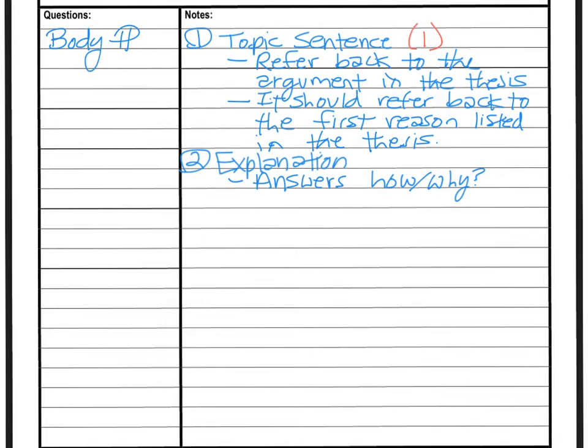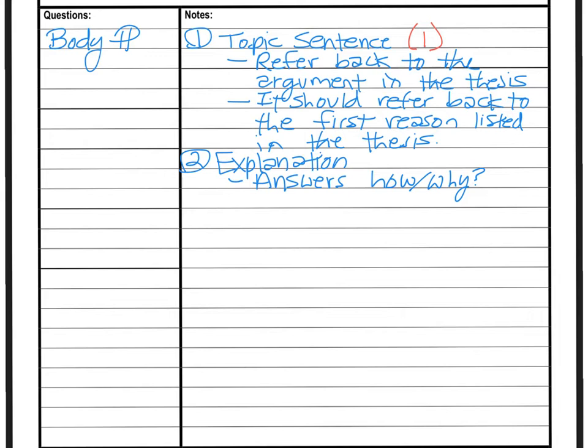Okay, so then in the explanation, I would need to explain how or why that dog has better loyalty than a cat. I could argue that a dog is a lot less likely to leave their owner if their owner needs help, and that the dog might bark, and that would bring someone to come and help. Whereas cats they're probably not going to do a whole lot.